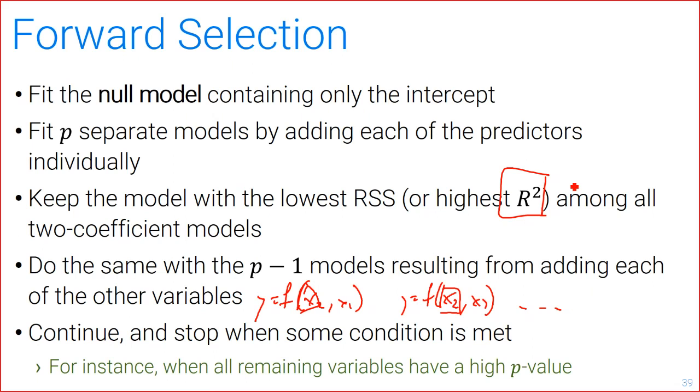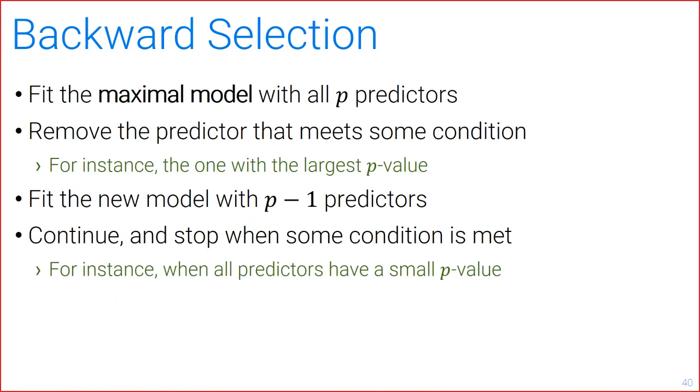And we could do it also backwards. So we could start with the maximal model, the one that includes all the predictors. So essentially y as a function of x1 to xp. And then the idea is to remove the predictor that meets some condition. So for example, the one with the largest p-value. We look at the regression table here, we locate the feature with the highest p-value, and we just remove it. And then we refit the model without that one variable. Again, we look at the table and see which is the feature that now has the highest p-value, and then we remove it. And we continue this way until, again, some condition is met.